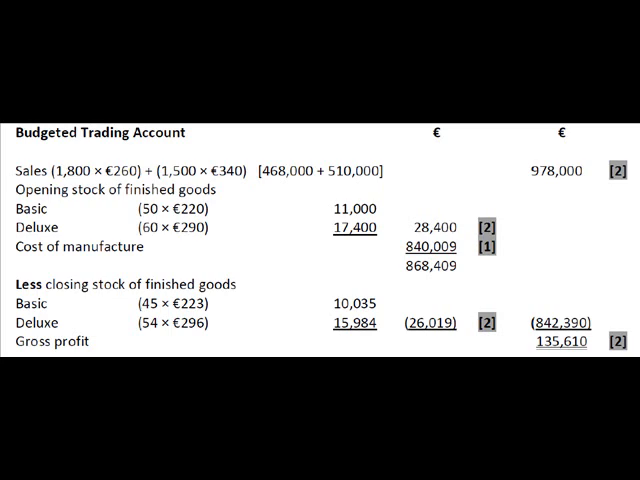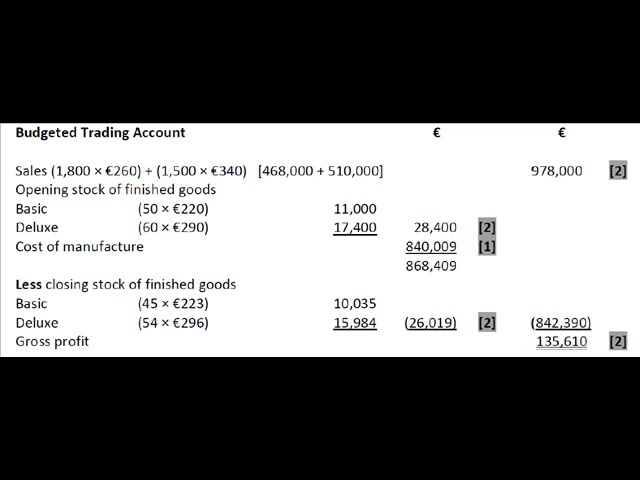Now, you can see the figures here. We know it's 45 units of basic because, you know, we're down 10%. And we know it's going from 60 to 54 units for deluxe. But it's the unit cost there that is the challenge in this question. Where did the €223 cost for basic come from? Where did the €296 for deluxe come from? We'll do that in a moment.